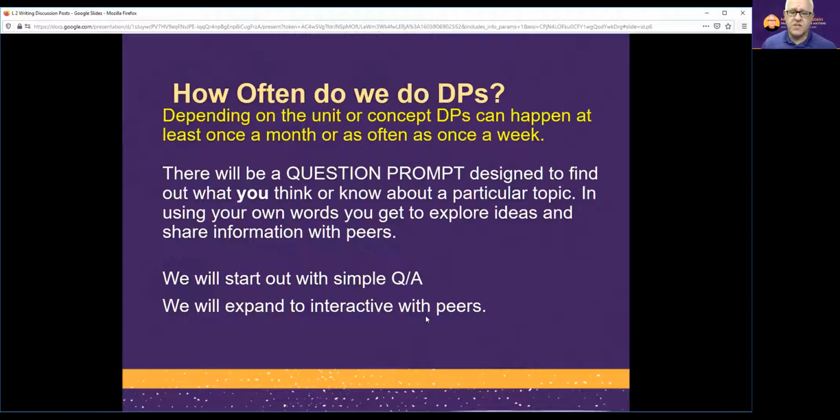Then we're going to expand to interactive posts with peers. So we're going to start out at first with some simple QAs where you're going to be responding to a variety of questions in your own words with supporting evidence. And then later on, we're going to expand to where you'll ask your peer a question or a peer is going to ask you a question and you're going to respond. DPs are pretty common in college. And so this is really going to give you a leg up when it gets time for you to go to college.